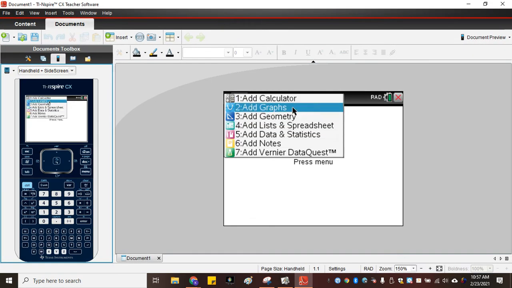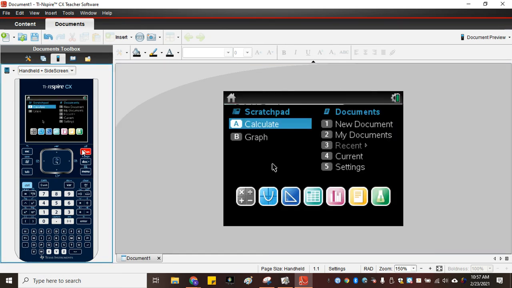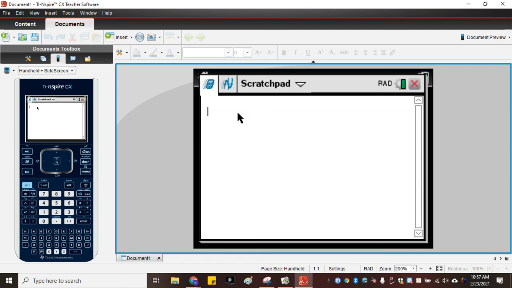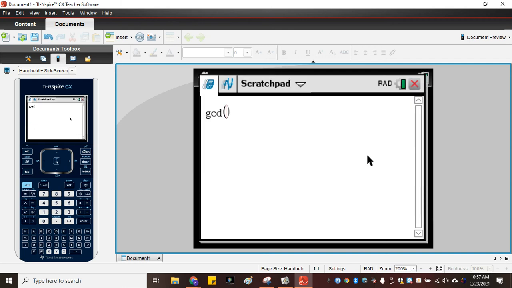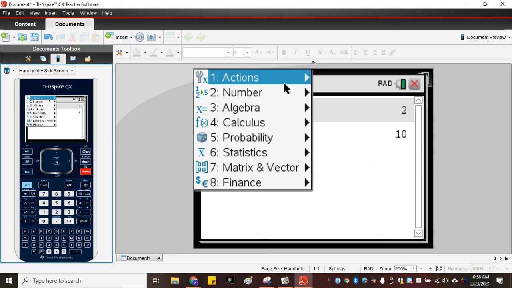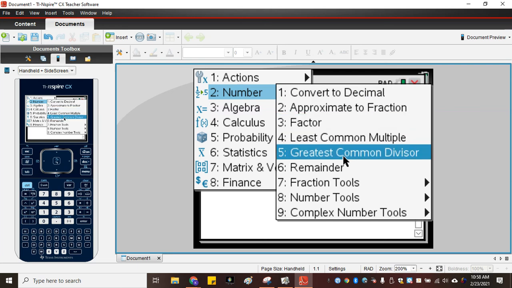My calculator's finally up. So remember, for my people who aren't here, this calculator, if you ever want to get back to this screen, this is your home screen. So you just hit the home button and you can go to calculate. And under menu, number, greatest common divisor, 4 and 2 is 2. Obviously, that's not a hard one compared to something like 30 and 200, something crazy, which is 10. So that's menu, number, greatest common divisor.